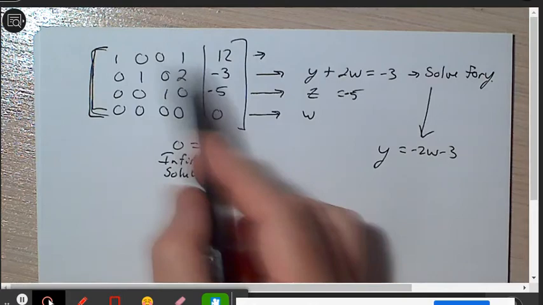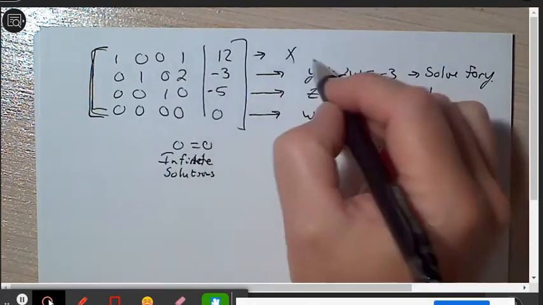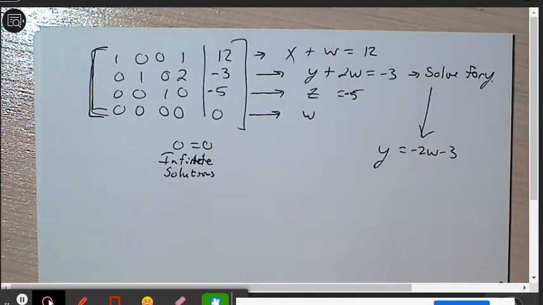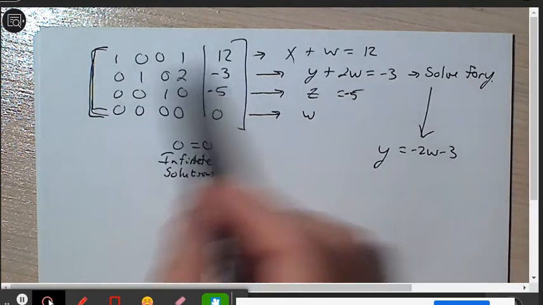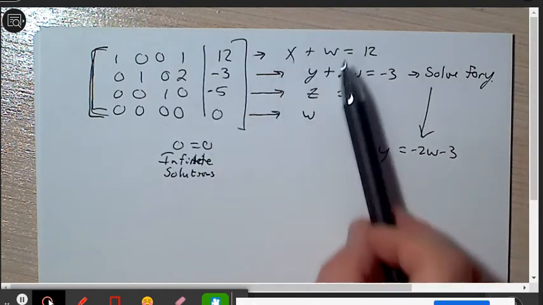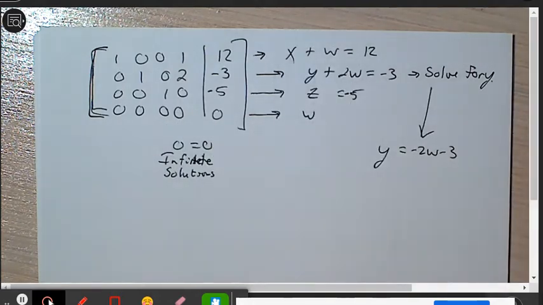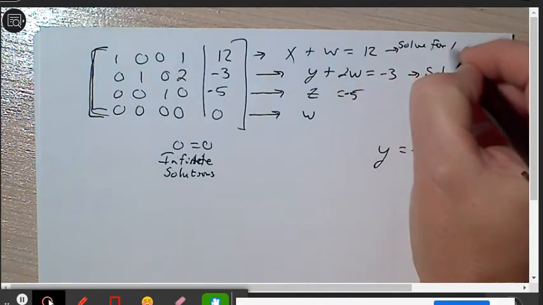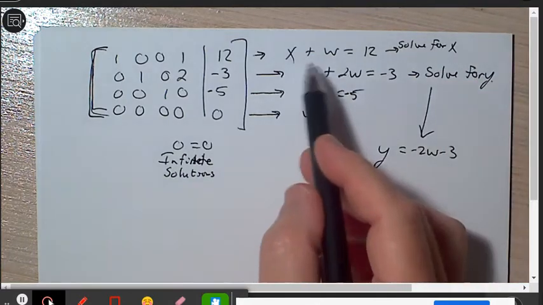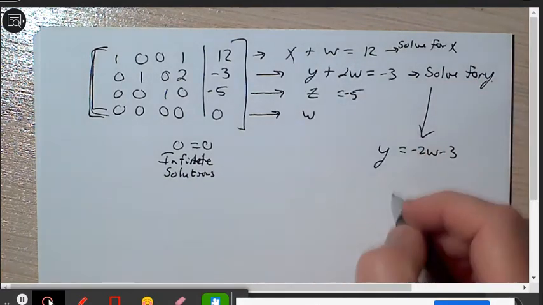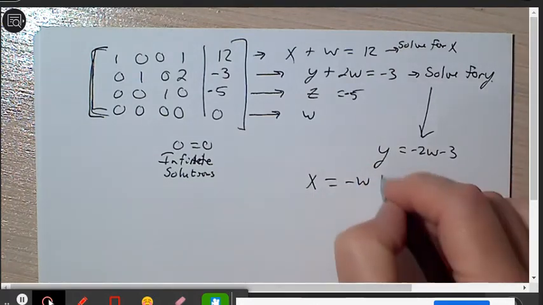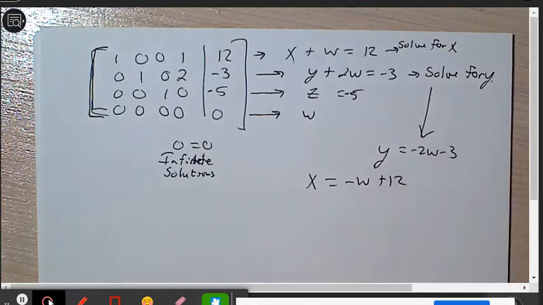All right, and then we would do the same thing for the x value, because that's going to be x plus w equals 12. So basically we're taking these equations we have here and just rewriting them in a non-augmented form, writing them out as equations. And then for this one, we're going to solve for x. If we solve for x, we're just going to subtract the w. That's negative w plus 12, or you could do 12 minus w, either way.